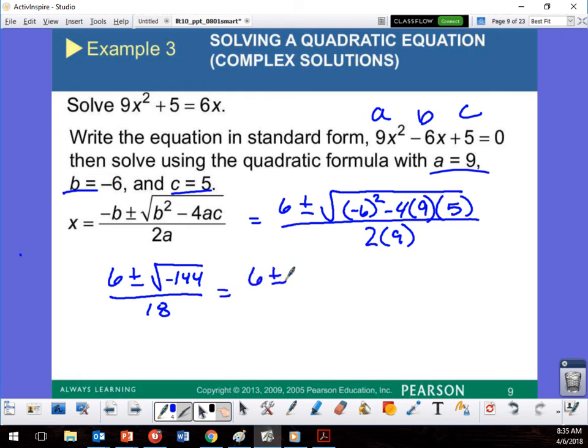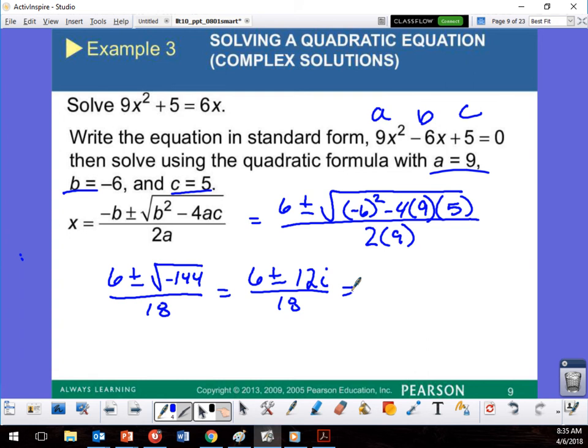So it's 6 plus or minus. Now, at this point, you should be able to tell that 144 is 12, and then there's negative 1, so that's going to be 12i, all over 18. Now, do they have a common factor? Yes, they have a common factor of 6.